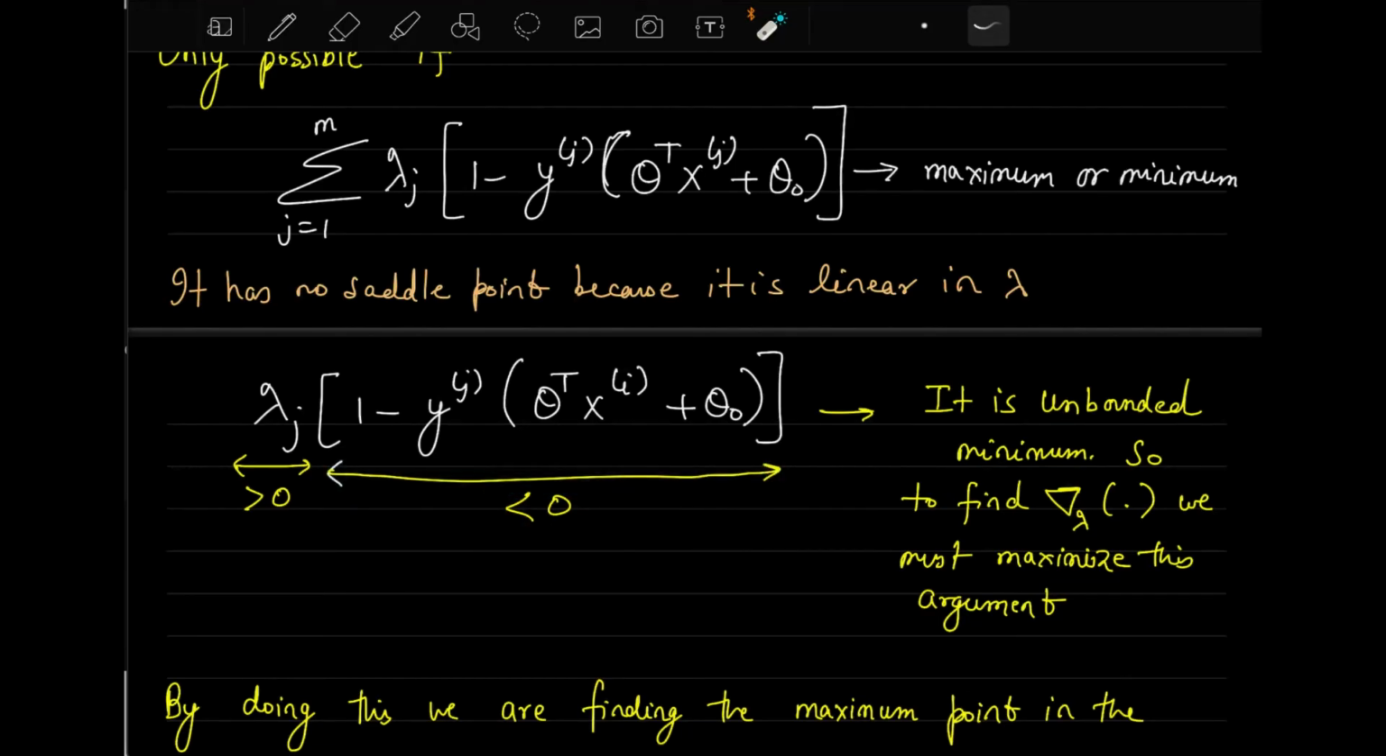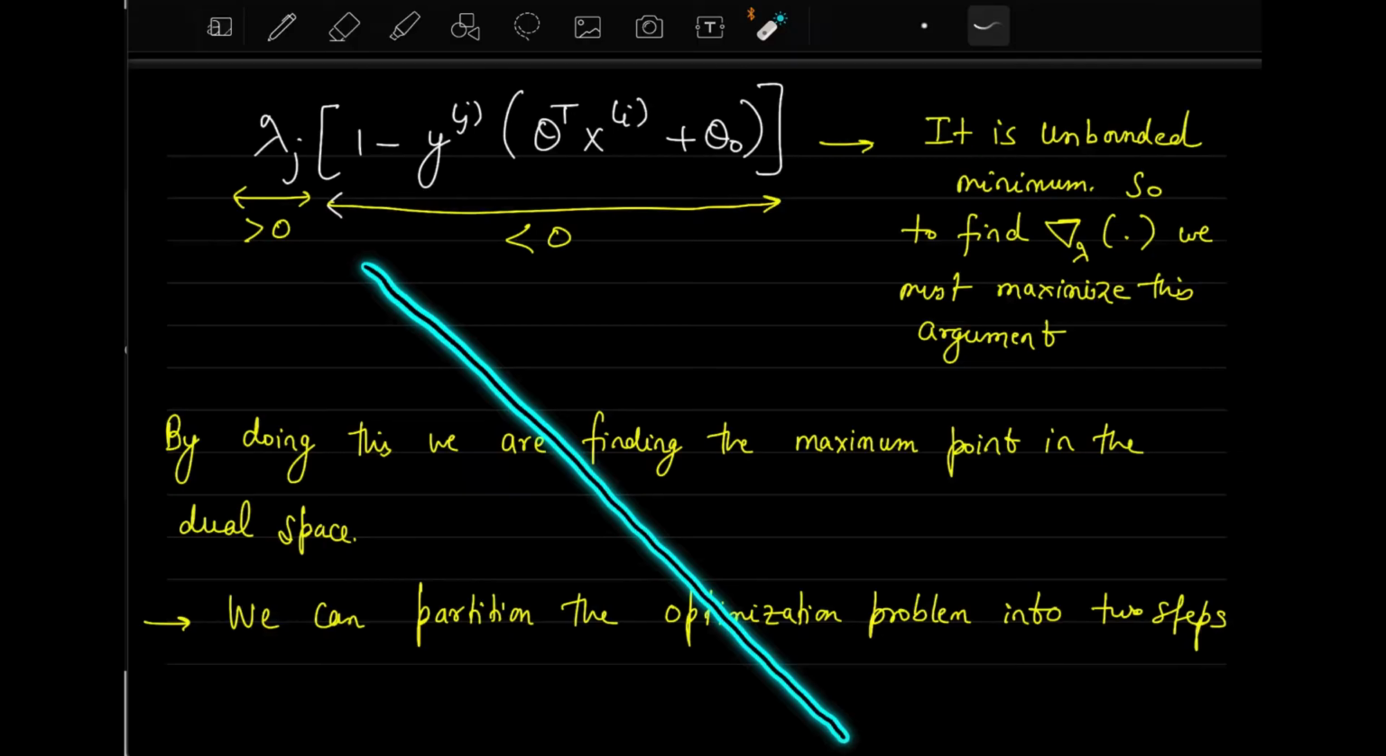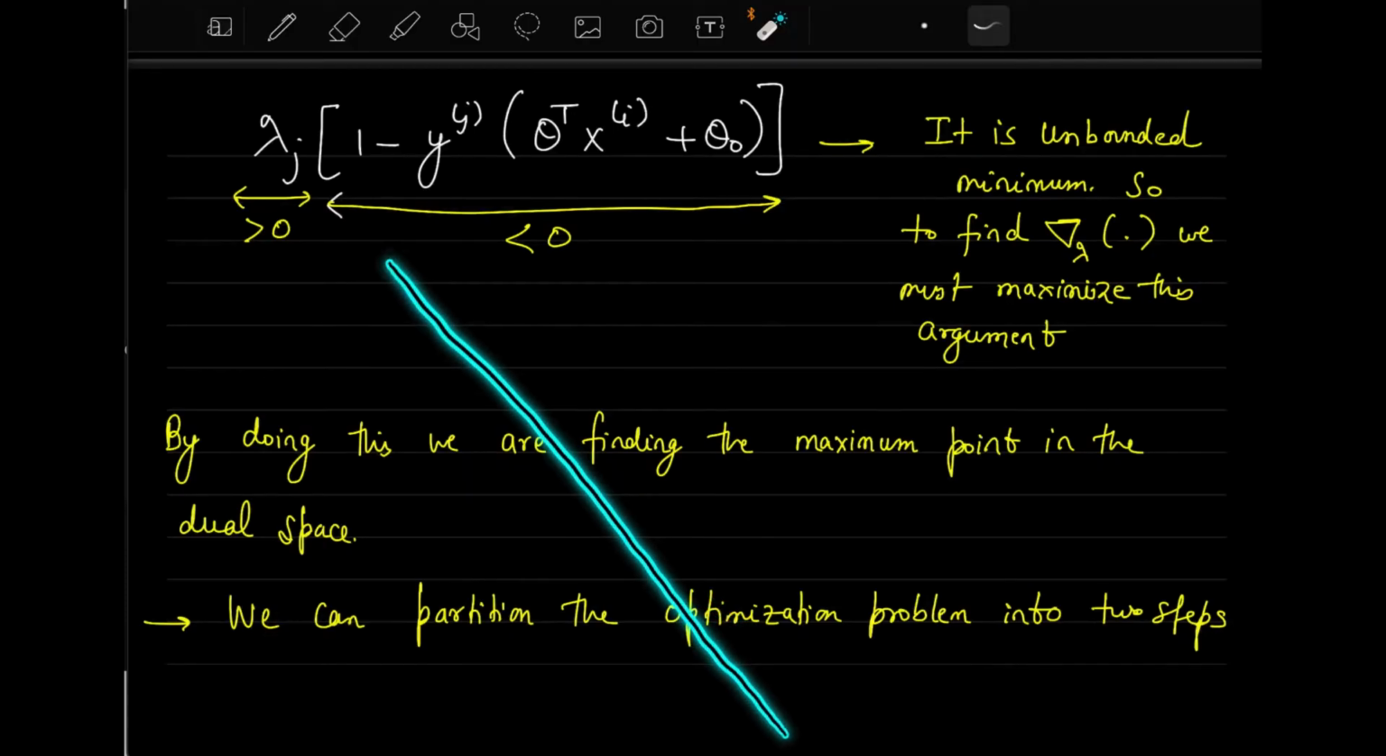So one thing to note is that this particular function given over here is unbounded from below, meaning it has no minimum. It will continue to go down like a straight line, so you cannot find the minimum, but it has a fixed maximum here.